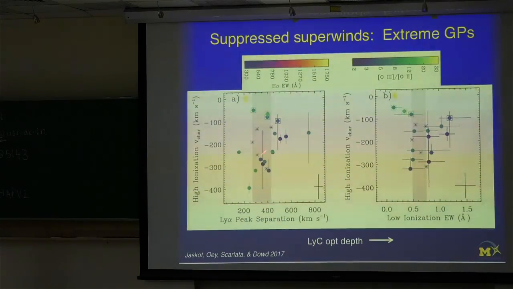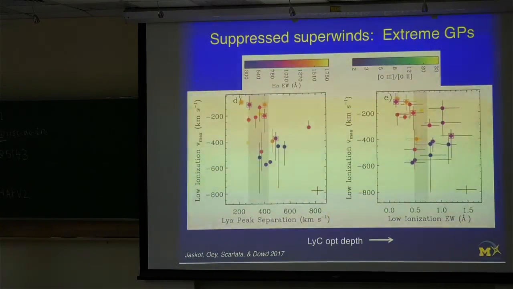So again, you see this sort of trend here, and you see this sort of trend there, but the most extreme objects are the ones at the top of the diagram here, where in fact these are somewhat optically thin, but they show no winds whatsoever, right? These are the ones with the weakest winds. And so instead, you might be seeing an inverse correlation there, suggesting that you might be looking at suppressed superwinds in the green pea galaxies as well.